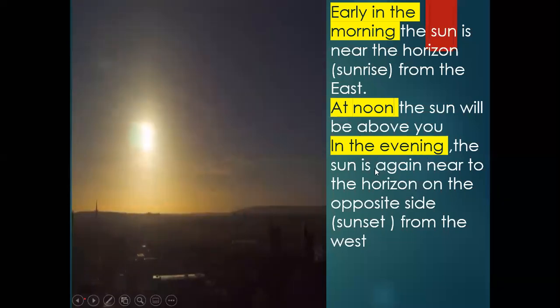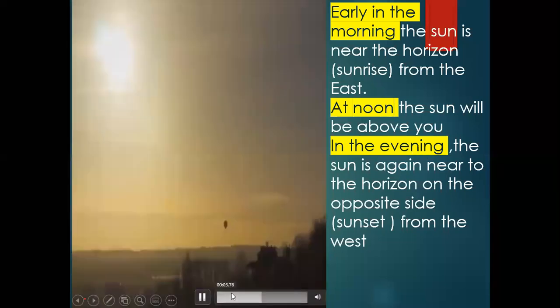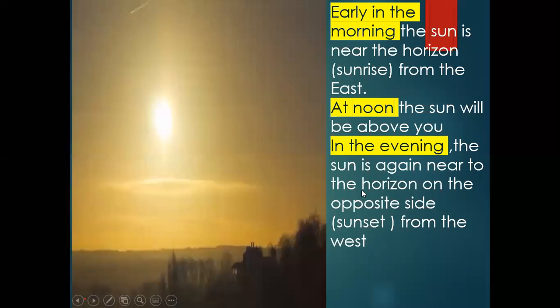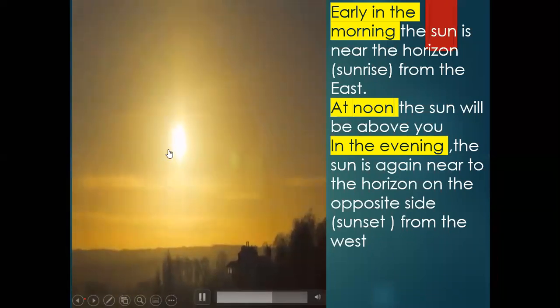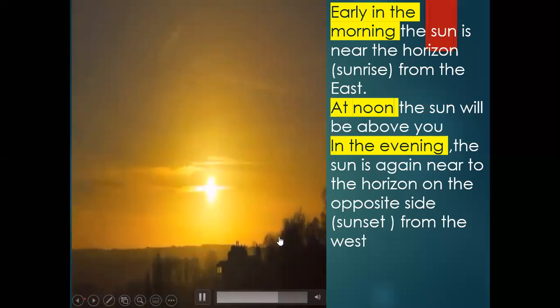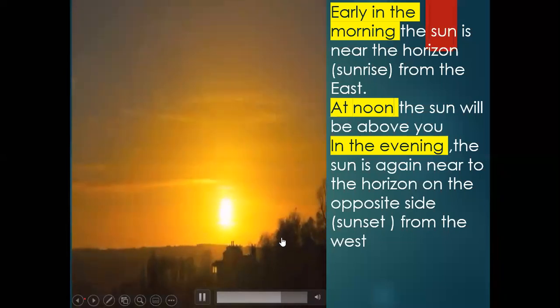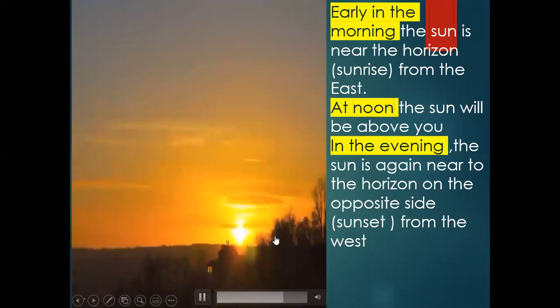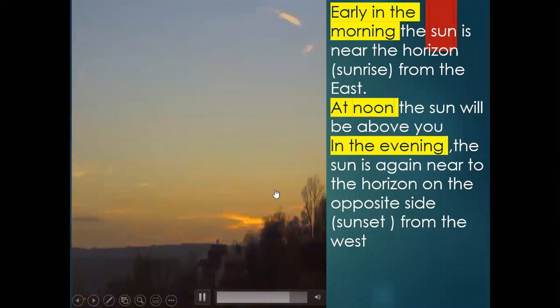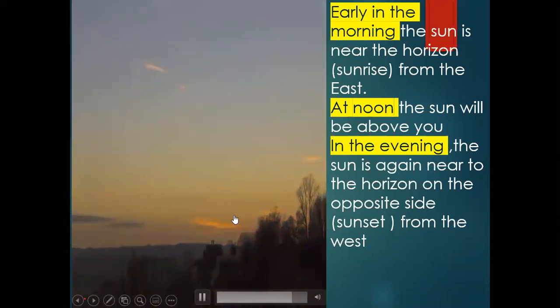In the evening, it will be sunset. Very good, Marwan, excellent. The sun will move to the other side to become here at the horizon on the opposite side. This is the sunset from west. Then it will become dark again and give us the night time.